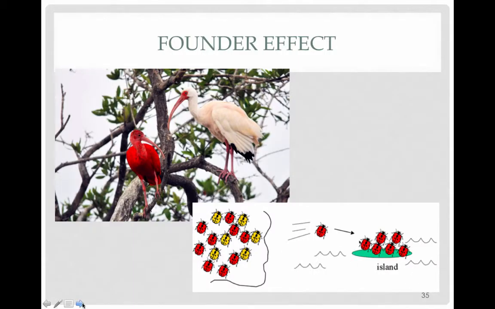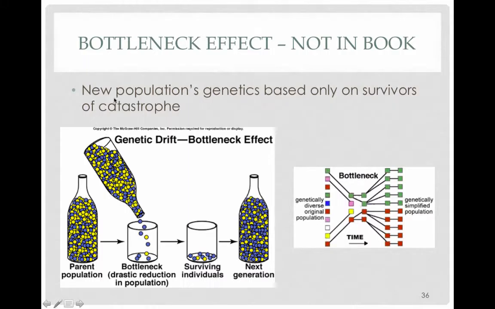Okay, so founder effect. Bottleneck effect. New population genetics based only on survivors. So you have a catastrophe. Drastically reduced population. The surviving individuals then determine the genetic variation of the next generation.